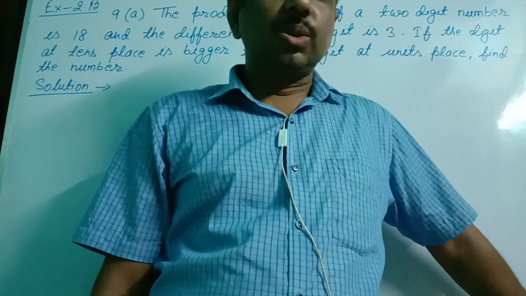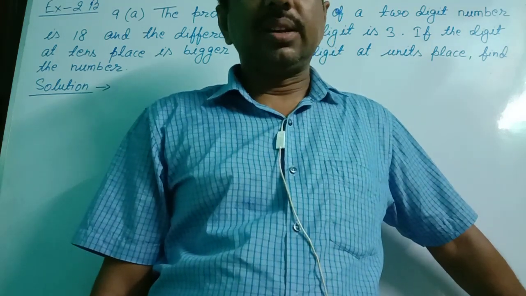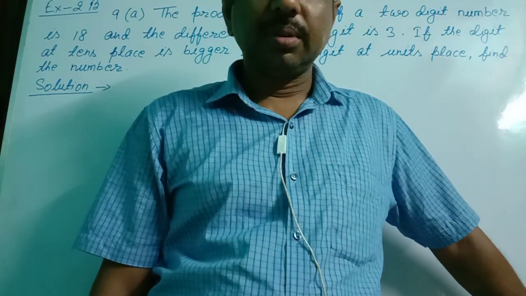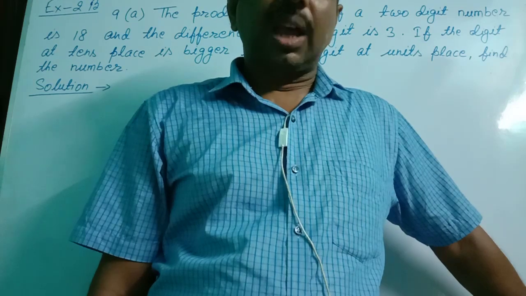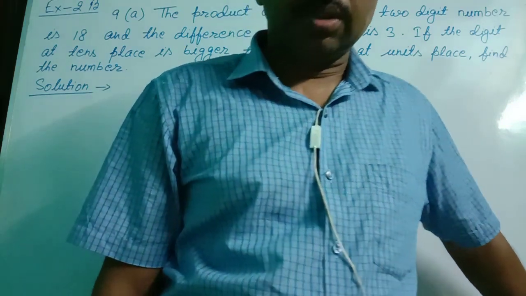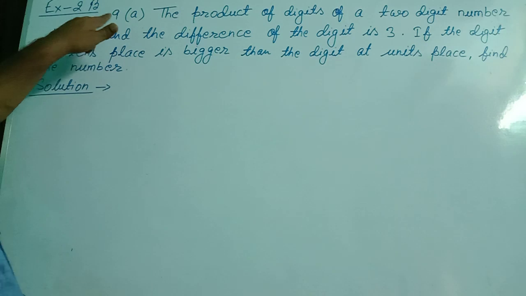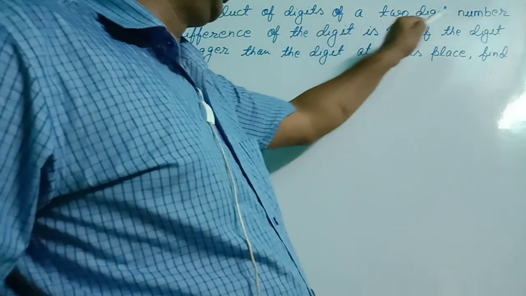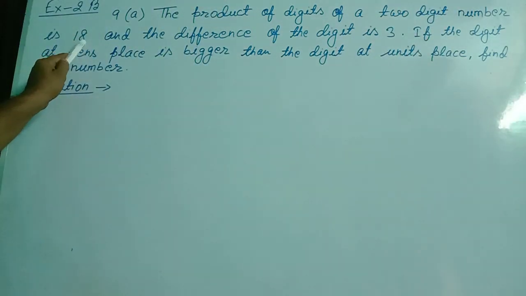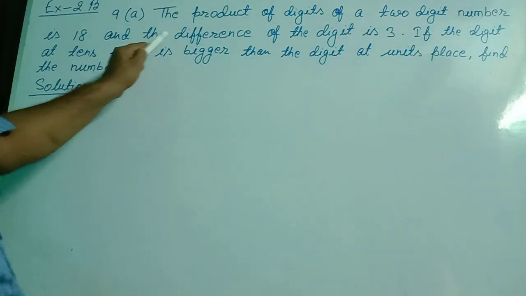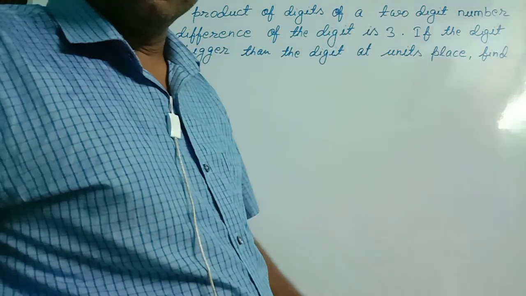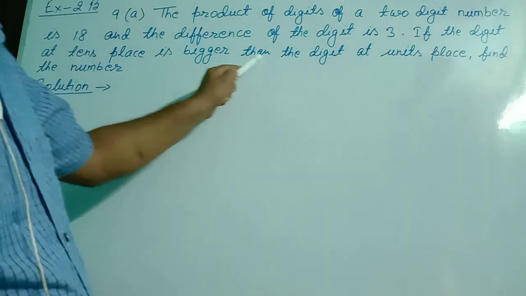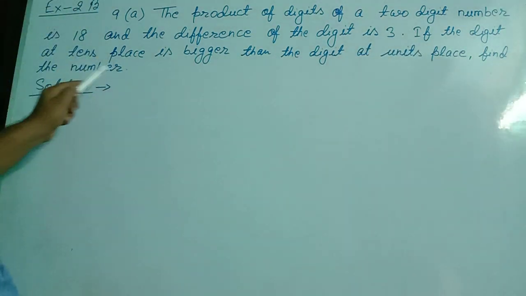And in this question, I shall compare the trick with the old process, or the process that is given in the book. Which one is more time taking, that we will see in this question. The question number 9a: the product of digits of a 2-digit number is 18, and the difference of the digits is 3. If the digit at tens place is bigger than the digit at units place, find the number.